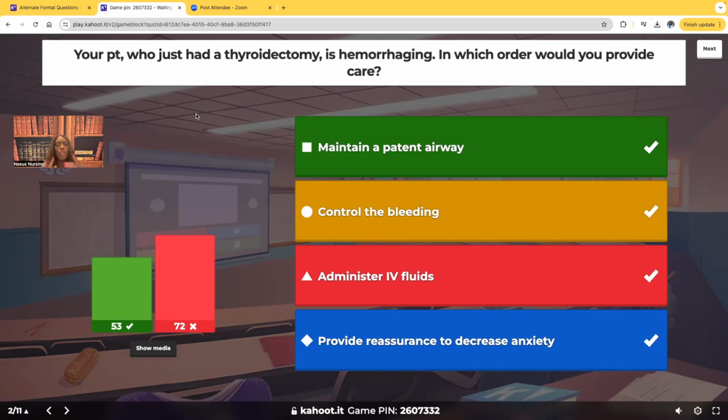Now, why is this important? I want you to think about it. Where did this patient just have surgery? They just had a thyroidectomy. Whenever something ends in the word ectomy, that means removal of. Thyroidectomy, removal of the thyroid. Where's the thyroid gland? Right here, in your throat where your airway is. The patient just had surgery right here. That is very traumatic. What can happen? Swelling. Their airway can close up. So the very first thing you're going to do is maintain patent airway.